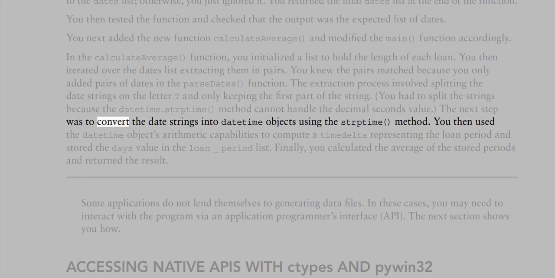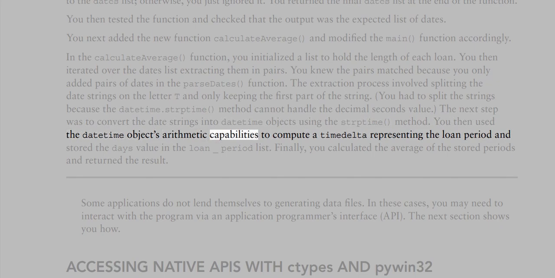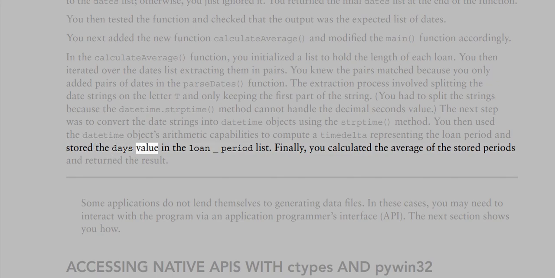The next step was to convert the date strings into datetime objects using the strptime method. You then used the datetime object's arithmetic capabilities to compute a time delta representing the loan period and stored the day's value in the loan_periods list. Finally, you calculated the average of the stored periods and returned the result.